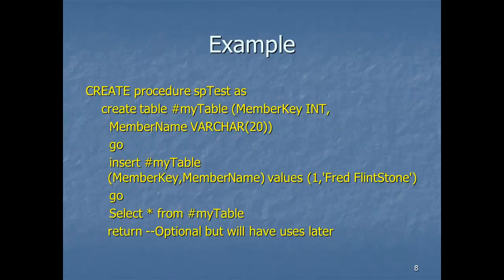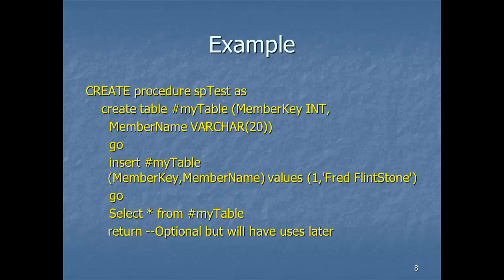Here's an example on this slide of go statements. So what we've got is we're creating a table called SPTest. In SPTest, the very first thing I do in the stored procedure is create a temporary table called myTable, and it looks like it's got two different columns in it, a member key column and a member name column, which really at this point are not significant to what I'm talking about.